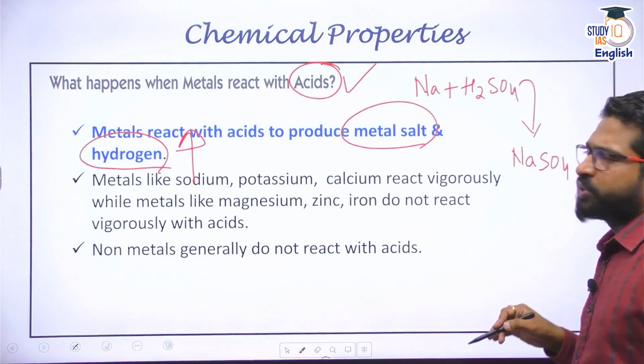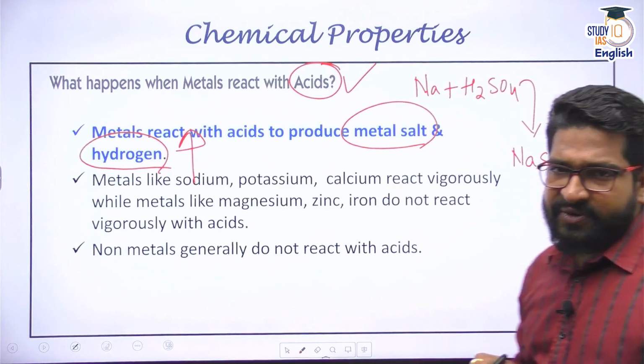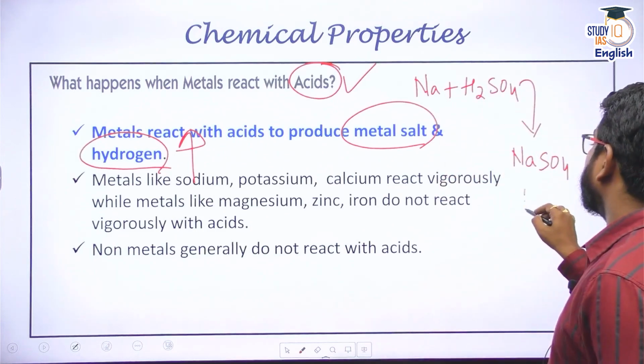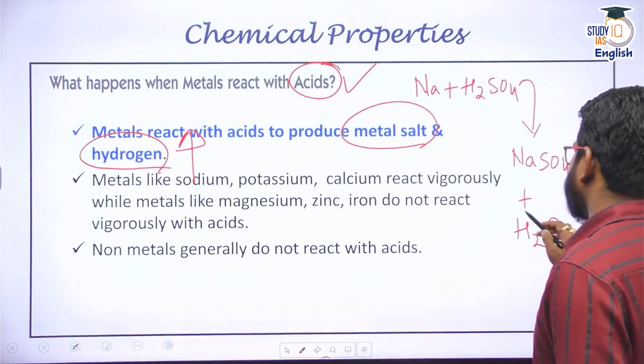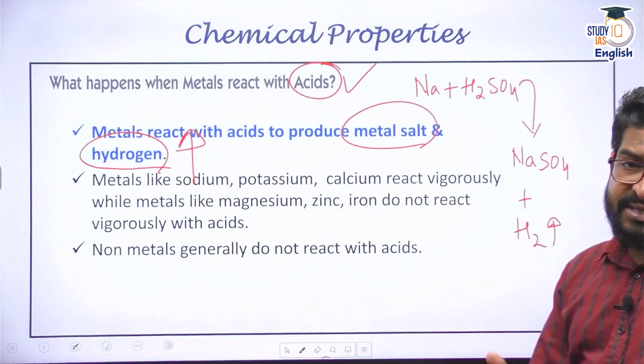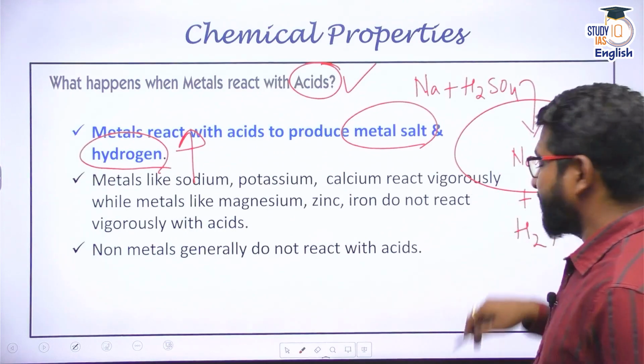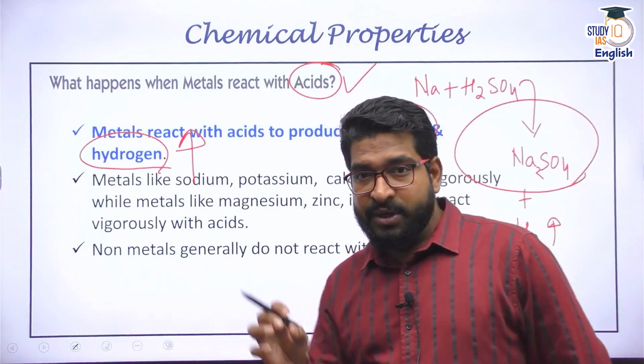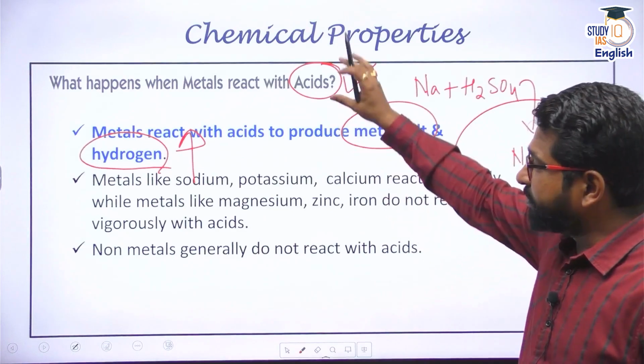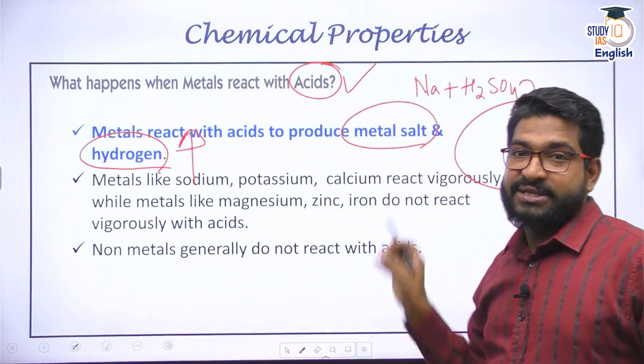we have sodium sulfate, right? And then you have hydrogen gas. Of course, this is not a balanced reaction, but just for your understanding, I'm telling you that sodium sulfate, Na2SO4, is formed, and then hydrogen gas is released, right? So this is a classic idea of metal reacting with acids.